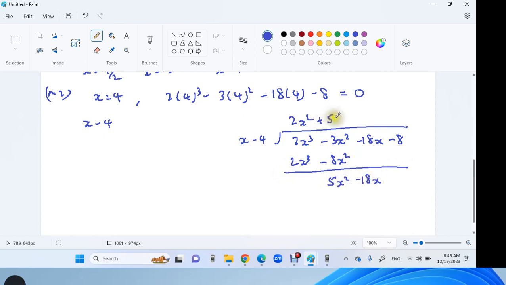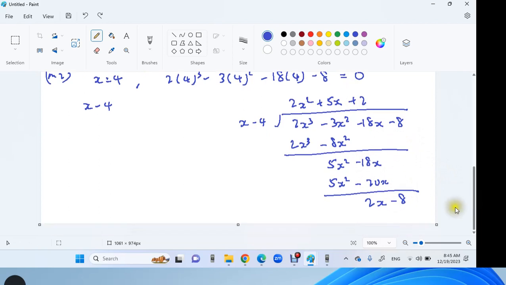So I have the 5x here, then we have the 5x squared minus 20x. So we have 2x here, -18 minus -20 becomes plus. So 20 minus 18 minus 8, then we have the 2x, then we have the 2x minus 8, done.